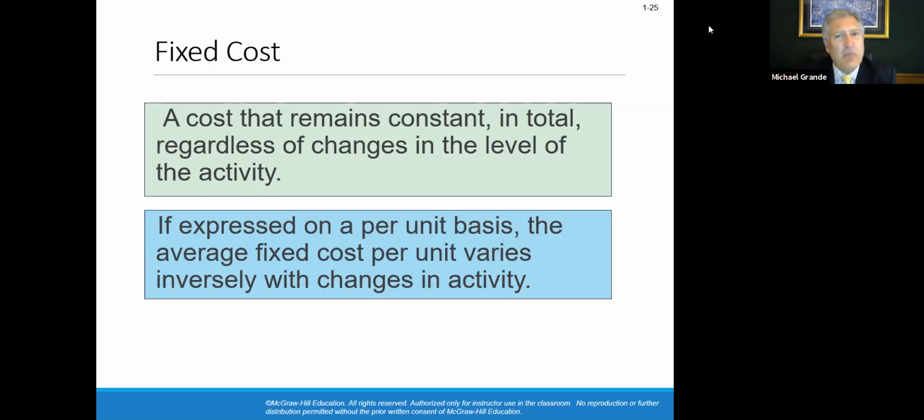If expressed on a per unit basis, the average fixed cost per unit varies inversely with changes in activity. So on a fixed cost, the total cost is constant, but the cost per unit varies, it changes, it fluctuates, depending upon the level of activity.